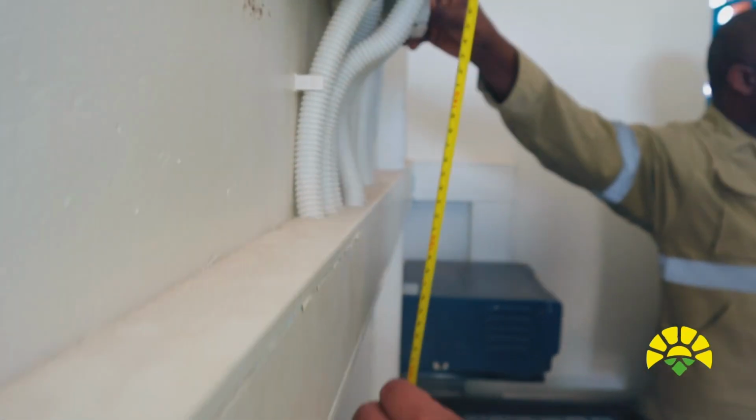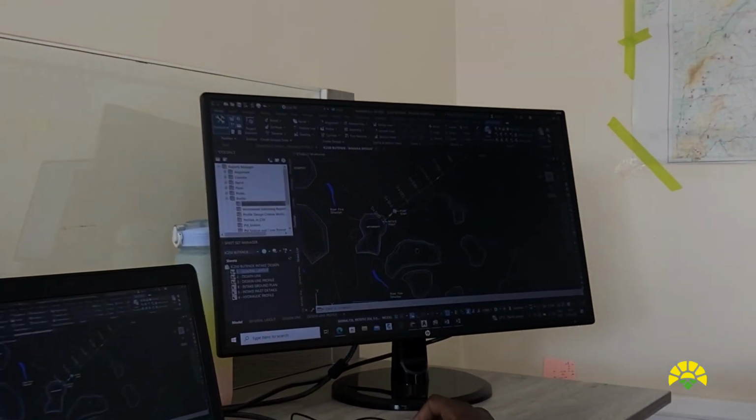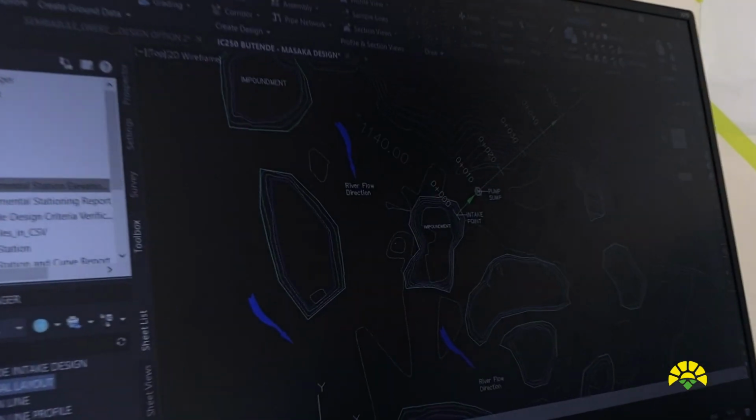Essentially, the ministry gives us loads of designs, loads of sites. And then my guys will look at those sites and go, right, okay, is it going to be feasible to put a solar irrigation site on those sites?